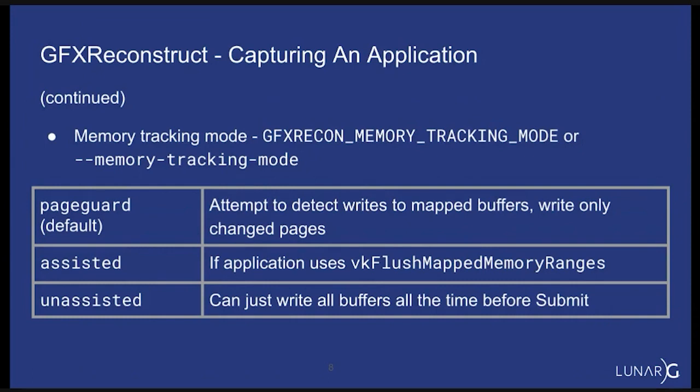Sometimes there are issues with PageGuard. We install a signal handler for segfault for this case, and some engines conflict with that. We have a few options that I'm not listing here for helping us either chain or overwrite the engine's signal handler. But if that doesn't work, you can turn on assisted if you know your app uses flush memory ranges, but not everybody does that. And then the fallback is unassisted, which is if you do a submit, it just writes all the buffers all the time, but that's usually too much information to be practical.